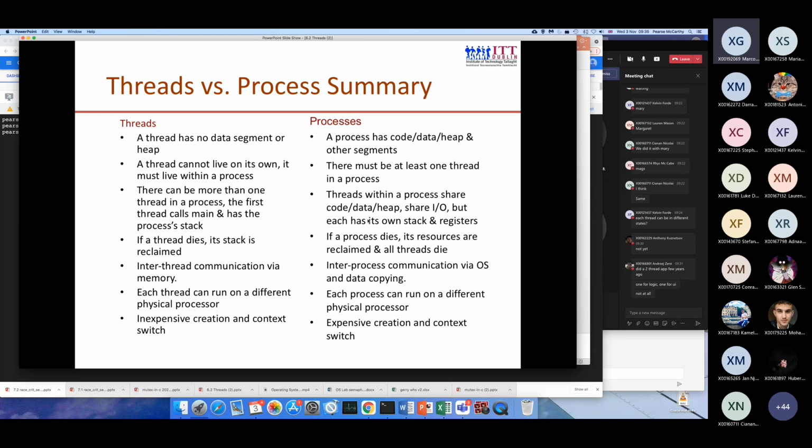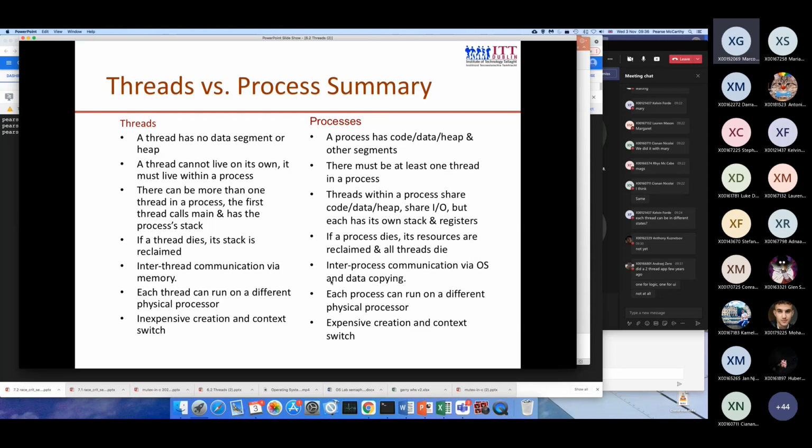Threads within a process share, okay, fair enough, we talked about that. If a thread dies, its stack is reclaimed. If a process dies, its resources are, and all the threads die. So that's important. If you have a process with 15 threads and one of them dies, just the memory associated with the execution of that thread dies. If you have a process with 15 threads and the process dies, then the whole lot dies. Okay? So that's important.